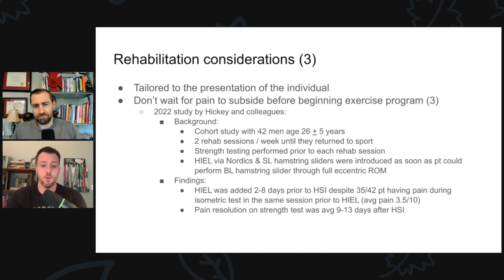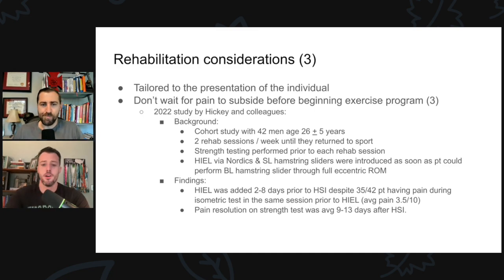Then they progressed to Nordics and single leg hamstring sliders. So these were introduced early. I'd say, within the first 2 to 8 days, actually, which is pretty crazy. So that was the finding: the high intensity eccentric lengthening exercises were added between 2 and 8 days after the hamstring injury, despite 35 out of 42 of the patients having pain during the isometric test in the same position prior to initiating this.